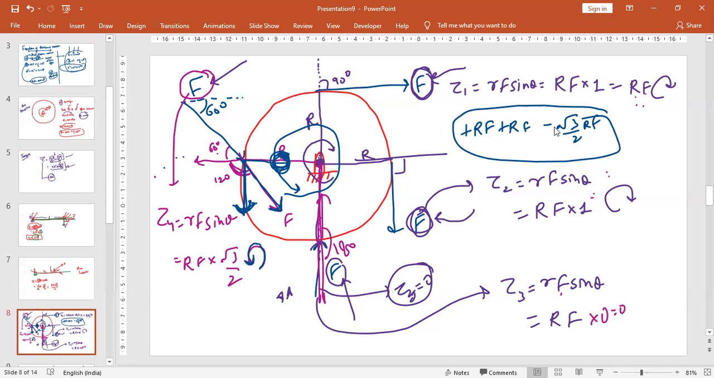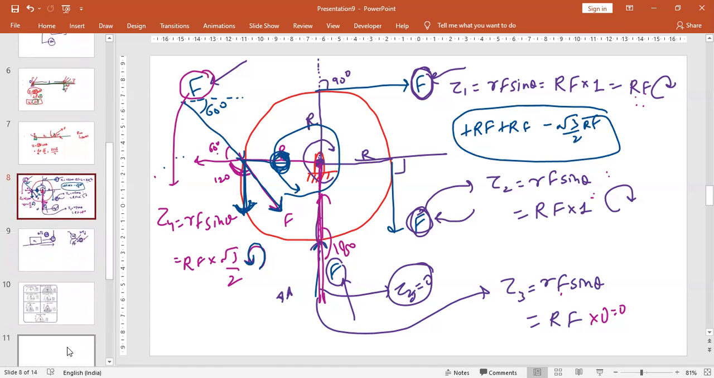Ram, any doubt? Then you can ask me now. Shaurya, any doubt? It is clear? Okay.